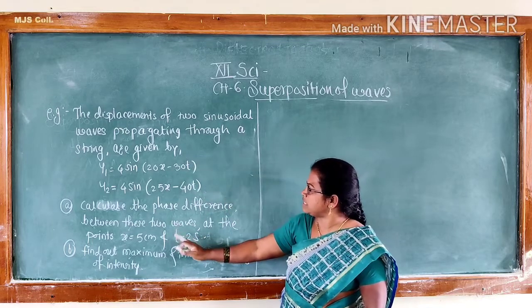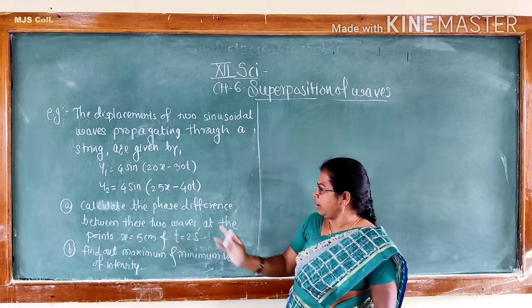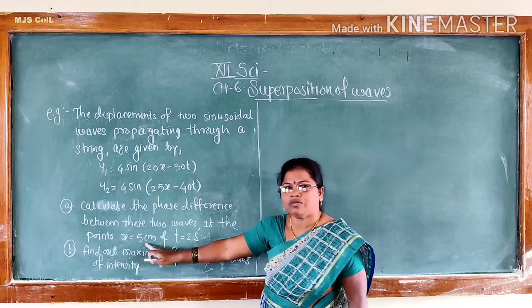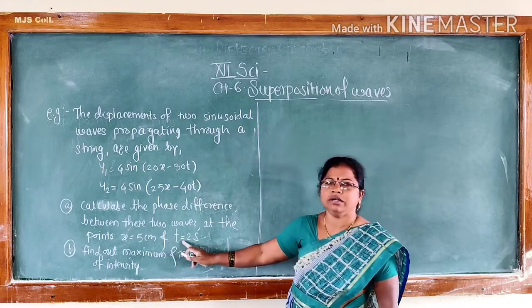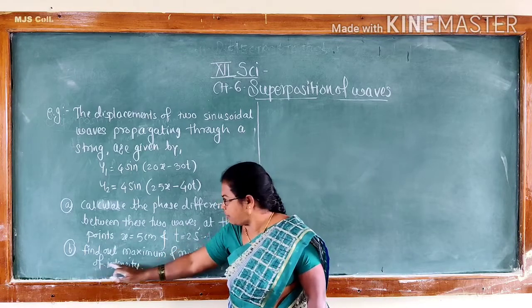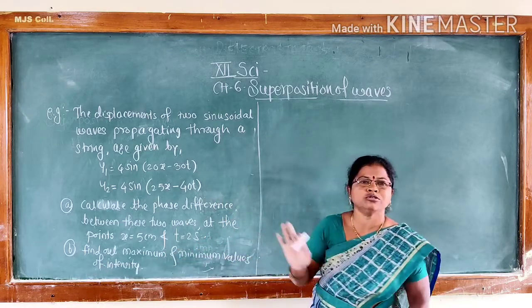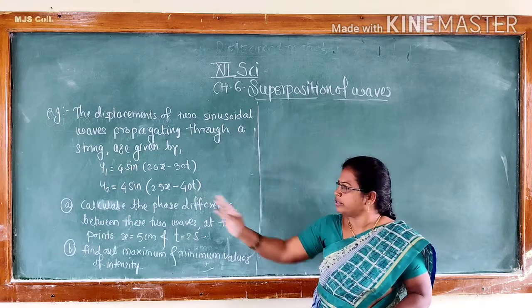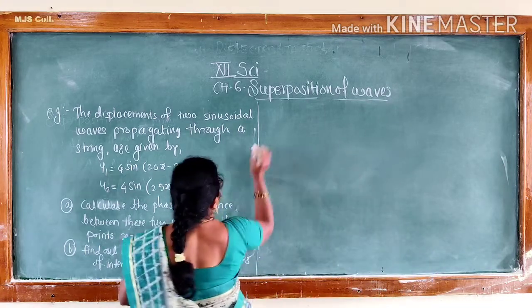Calculate the phase difference between these two waves, at the points x is equal to 5 centimeter and t is equal to 2 seconds. And secondly, they have asked us to find out the maximum and minimum values of intensity. Okay, so first one, solution for that.